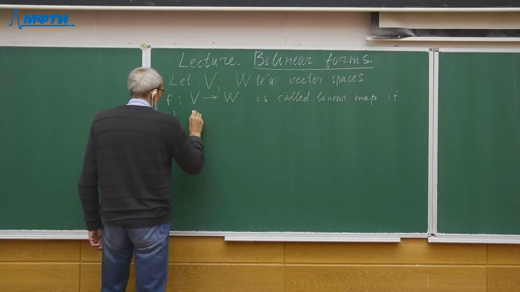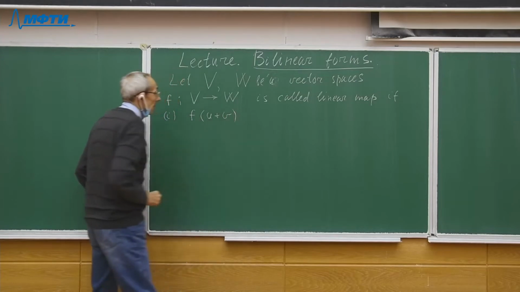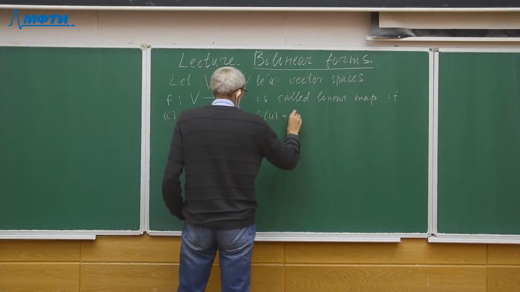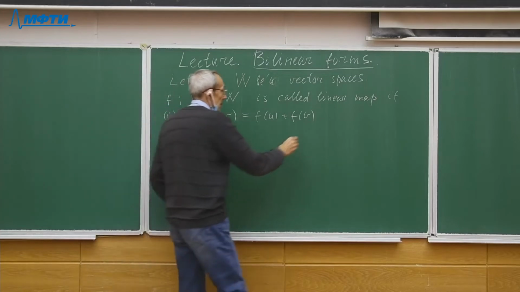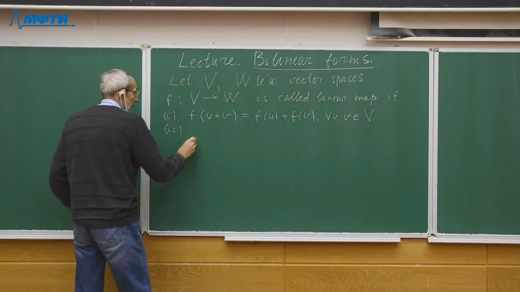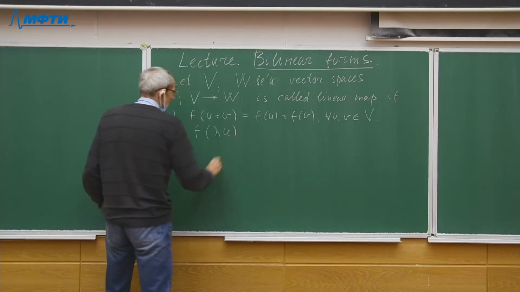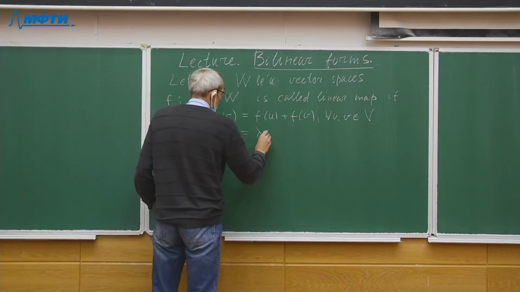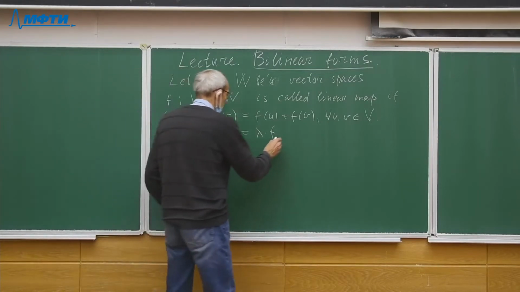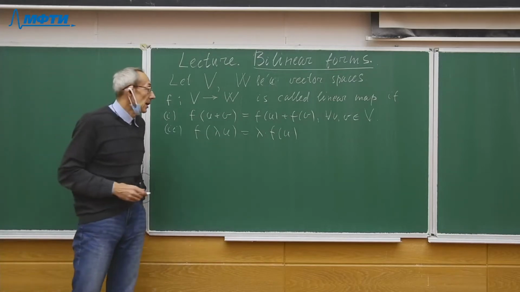First, if we apply our map F to the sum of any vectors u and v, we must obtain the sum of its images, for any u and v from V. And second condition, if we apply our linear map to the product of a scalar lambda and an arbitrary vector u, we obtain the product of the scalar lambda and the image of vector u under this map F.